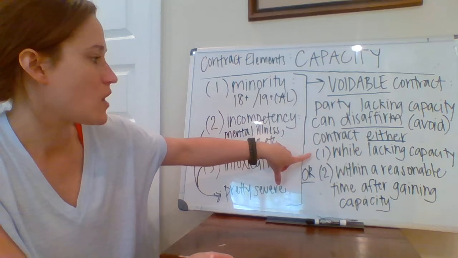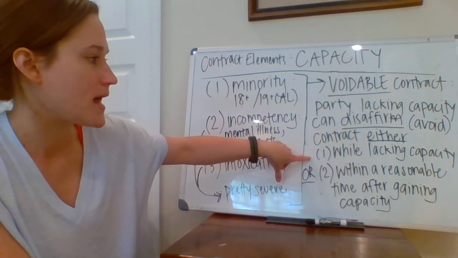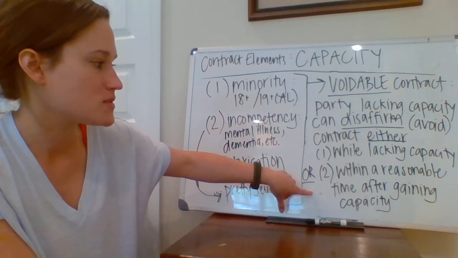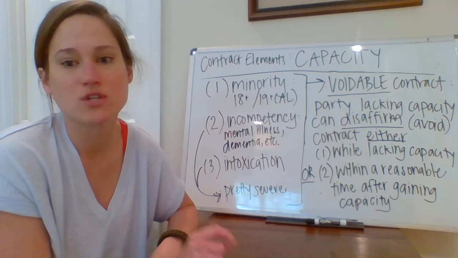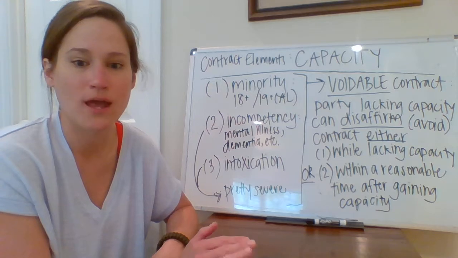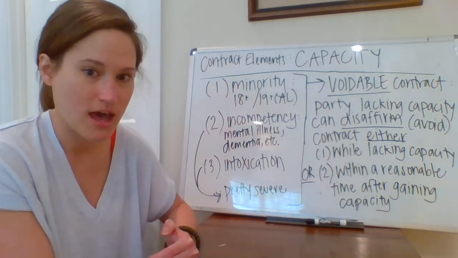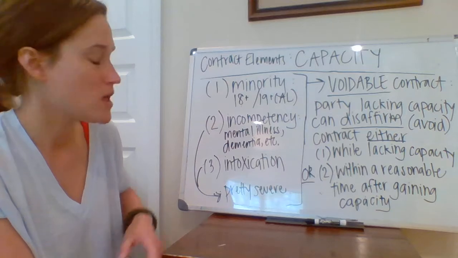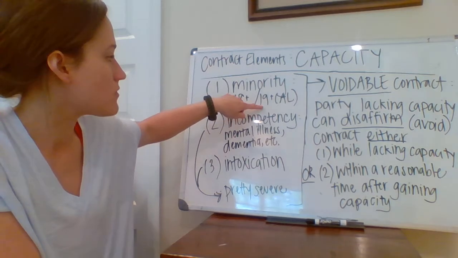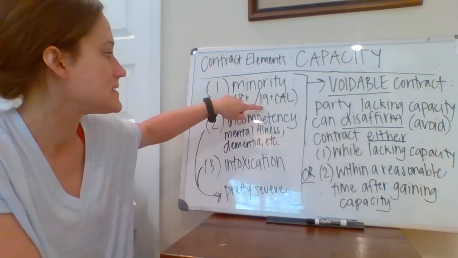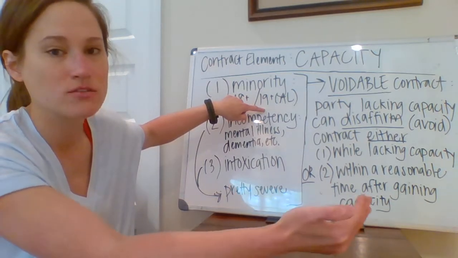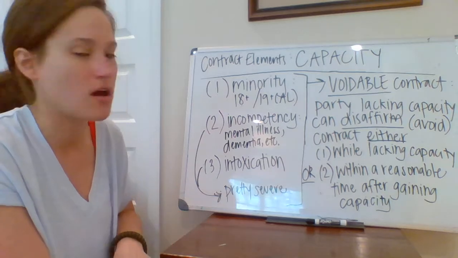Now, in addition to while a person is lacking capacity, it's also possible to disaffirm within a reasonable time after gaining capacity. So when that capacity problem goes away, you've got a reasonable time after that to make the decision to disaffirm. In our example up here, when you sold the 16-year-old the car, they've got all the way up until the time in Alabama that they turn 19, and then for a reasonable time after that, upon turning 19, where they could exercise that option to disaffirm.